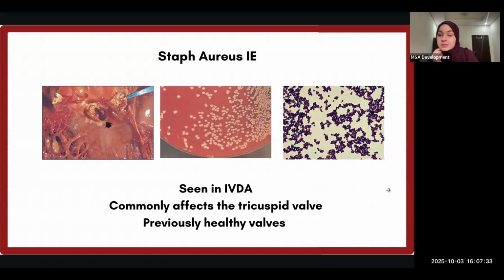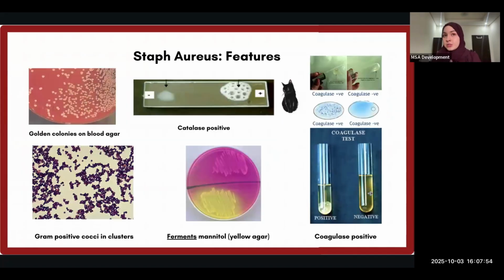And importantly also, it affects previously healthy heart valves. Again, this is because of the very high virulence of Staph aureus. So it doesn't need a valve whose endothelium is already a bit damaged due to other conditions in order to cause severe symptoms. It can infect even healthy hearts. And this is in comparison to something else. We'll talk about it. So the features of Staph aureus. This is a summary slide from every single thing I found on Staph aureus, whether it was path, micro, patho, everything. These are very important to know.